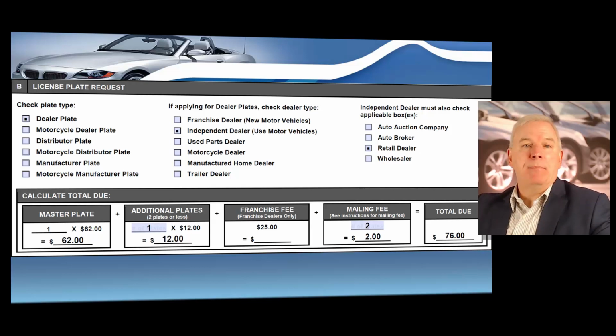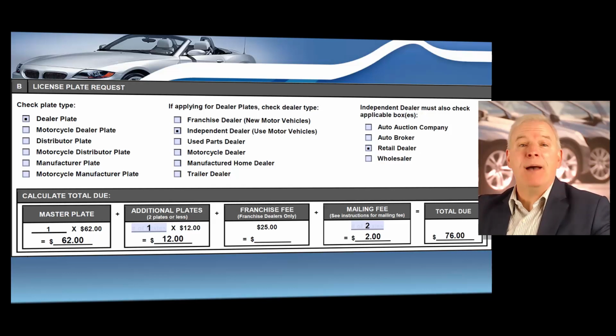Maybe you're going to be an auto auction company, or a dealer only auction, or an auto broker. Remember, auto brokers must have a used motor vehicle dealer license, or a retail dealer or a wholesale dealer. So let's say you're going to be a retail dealer for this training scenario. And at the bottom of this dealer plate order form, you're going to enter any additional plates.